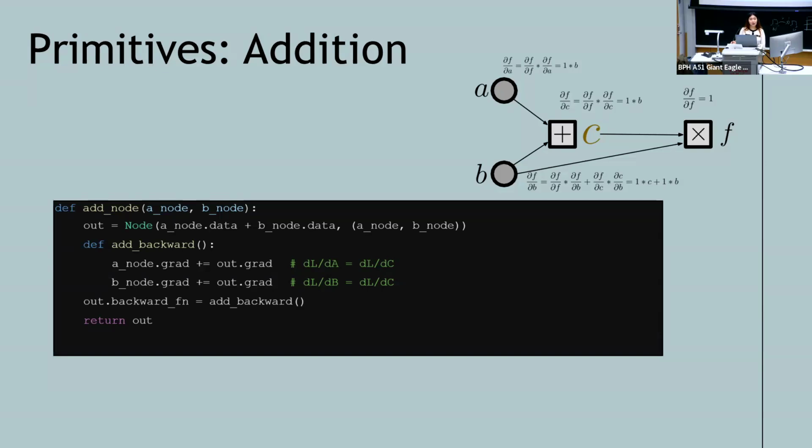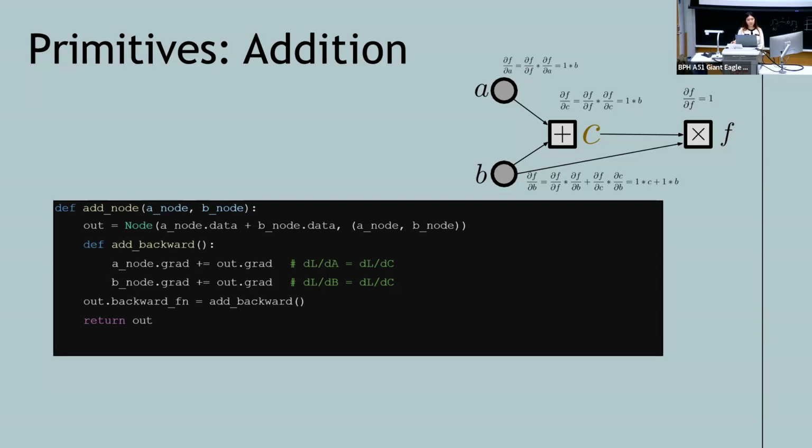So firstly, we will add the two nodes' data together. So this will be A node dot data plus B node dot data. That is the value of the out node. And then we will keep track of the parents of the node. So we know that we use A and B to calculate this. So here we have the A node and B node as the parent nodes inside this set.